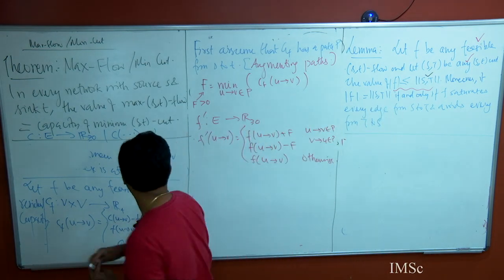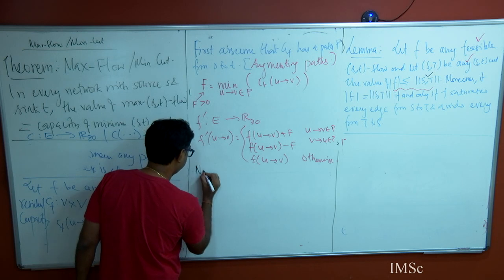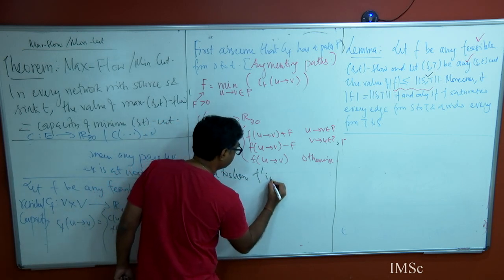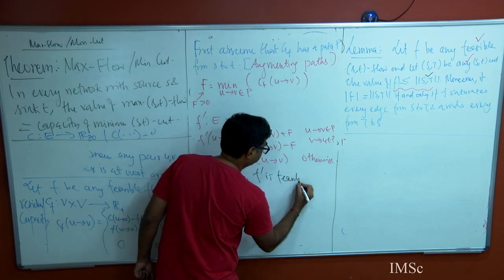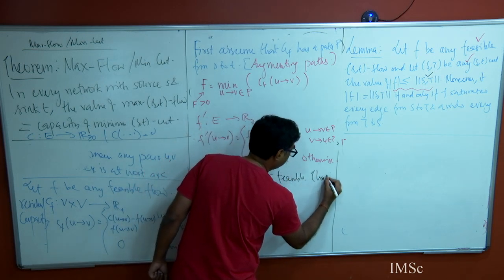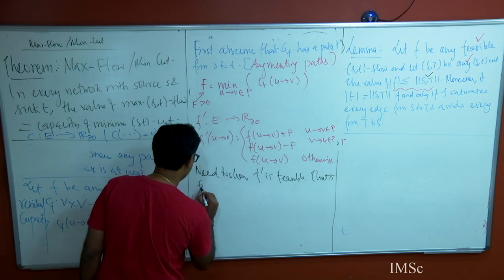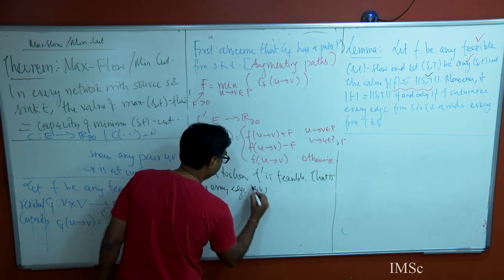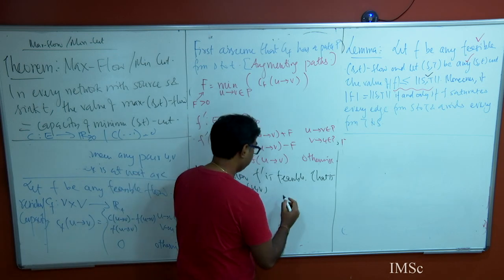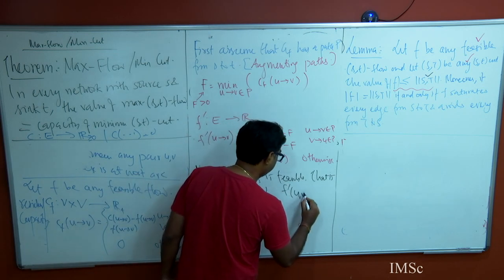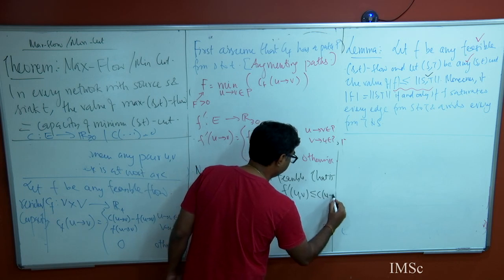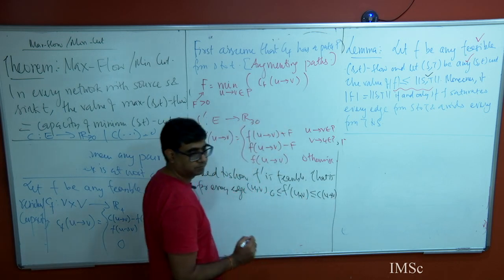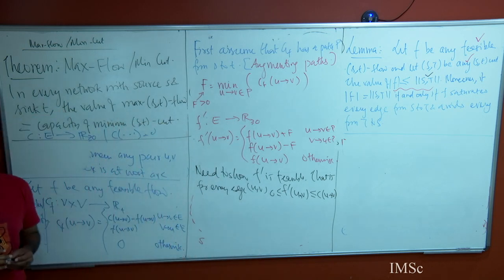Okay, we need to show F prime is feasible. That is, for every edge u comma v, what do I have to show? F prime of u comma v is less than or equal to capacity of u comma v, and which is greater than or equal to 0. Okay, so we have 3 cases to consider.